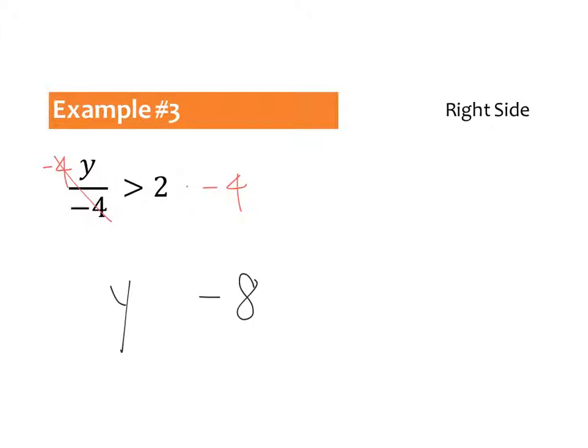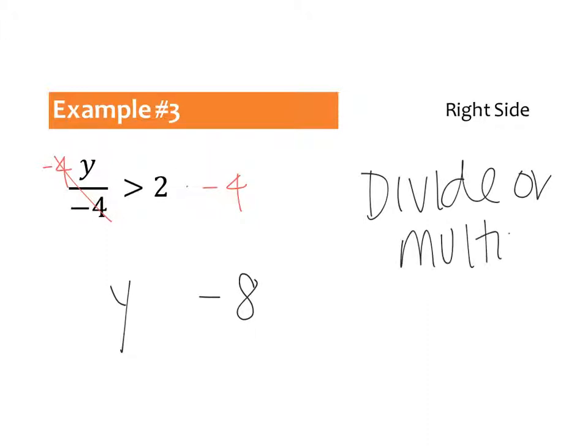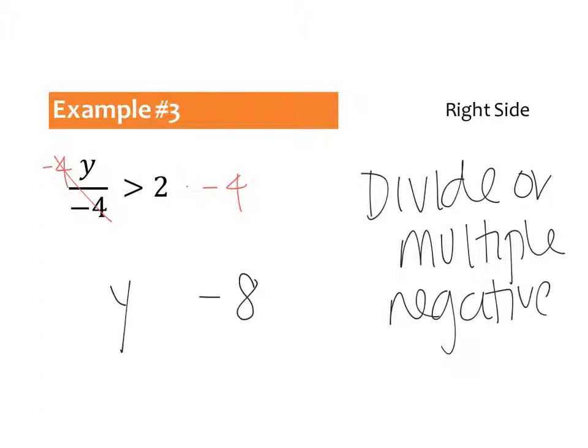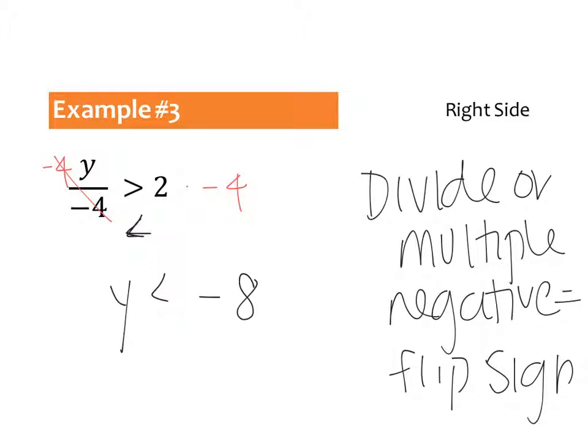Okay, now, when you divide or multiply by a negative, you need to flip the sign. So in this particular case, the sign is greater than. I'm going to flip it to a less than sign. So my answer is going to be less than.